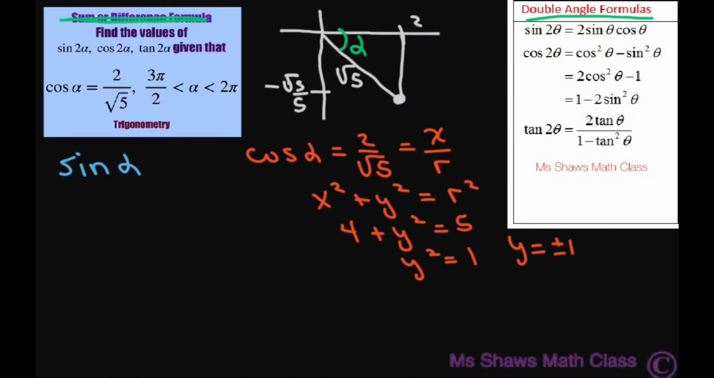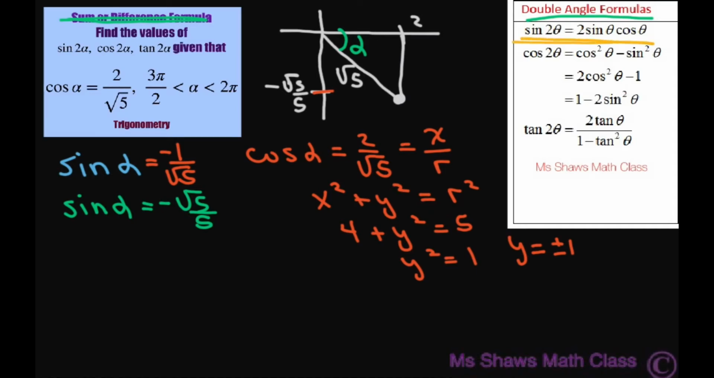Since we're in quadrant 4, this is going to be negative 1. So our y is actually negative 1. And that's going to be negative 1 divided by your radius, which is square root of 5. If you rationalize the denominator, this would give you sine of alpha equals negative square root of 5 divided by 5. And then from here, you just follow the formulas.